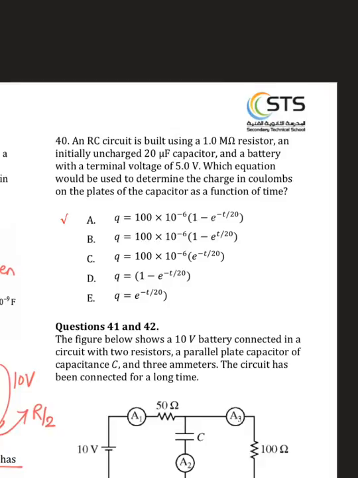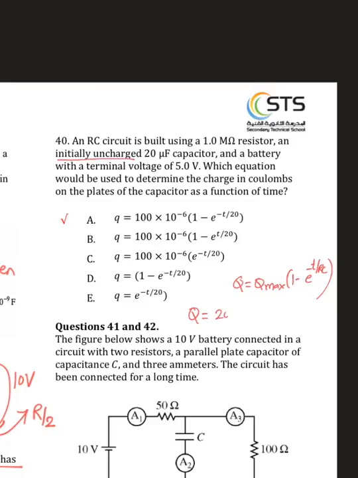Next, an RC circuit is built using a 1 mega ohm resistor, an initially uncharged 20 microfarad capacitor, and a battery with a terminal voltage of 5 volt. Which equation would be used to determine the charge in coulombs as a function of time? So let's look at the word initially uncharged. So we have the formula Q equal to Q max times 1 minus e to the negative t over RC, and Q max here will be CE.